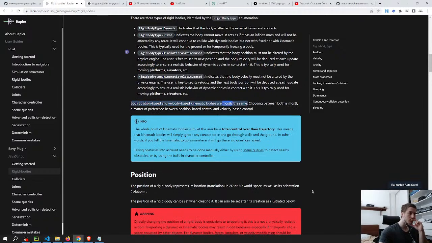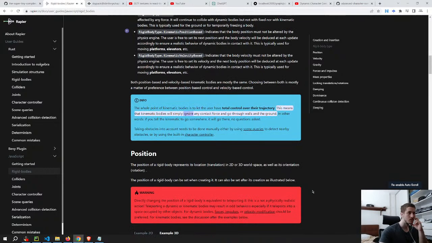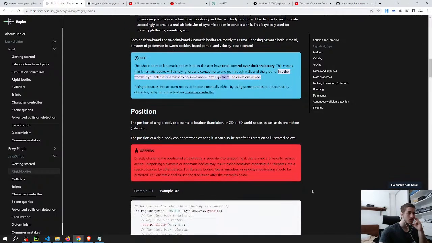Both position based and velocity based kinematic bodies are mostly the same. Choosing between both is mostly a matter of preference between position based control and velocity based control. The whole point of kinematic bodies is control of their trajectory. This means that kinematic bodies will simply ignore any contact force and go through walls and ground. In other words, if you tell a kinematic body to go somewhere, it will go there, no questions asked. Taking obstacles into account needs to be done manually, either by using scene queries to detect nearby obstacles or by using the built-in character controller.